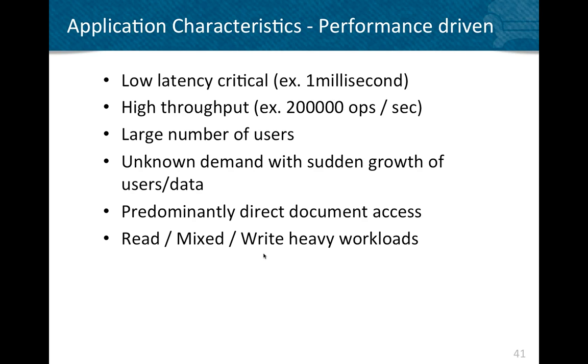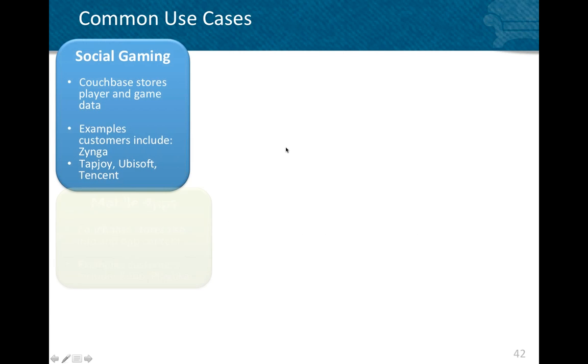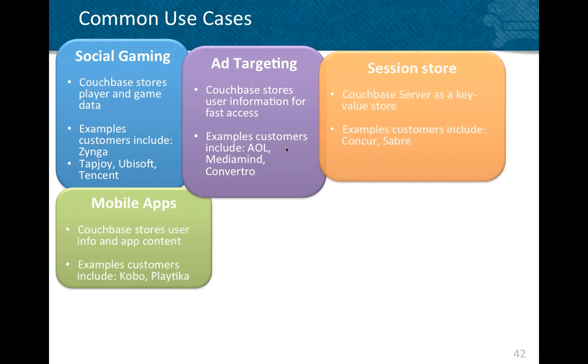And then performance characteristics. So if you have SLAs of 1 millisecond, 2 milliseconds, ad targeting is a good example. You might want to look at it. High throughput, of course. If you have a large number of users and so on, you might want to take a look at it for these characteristics.